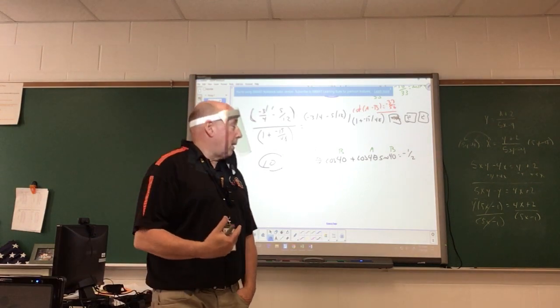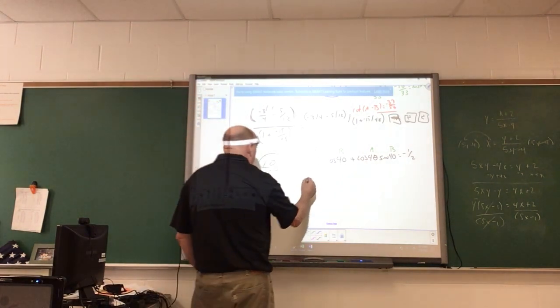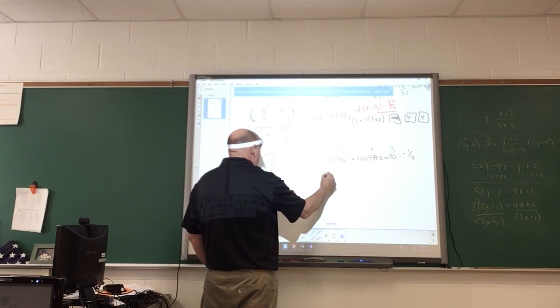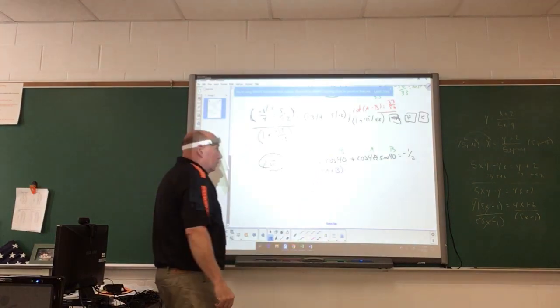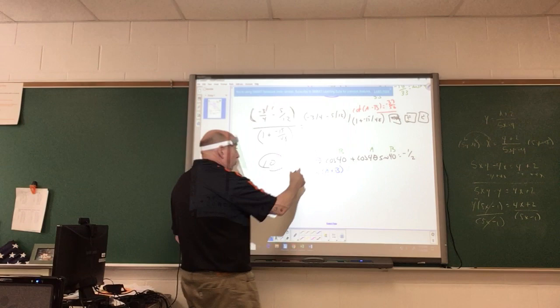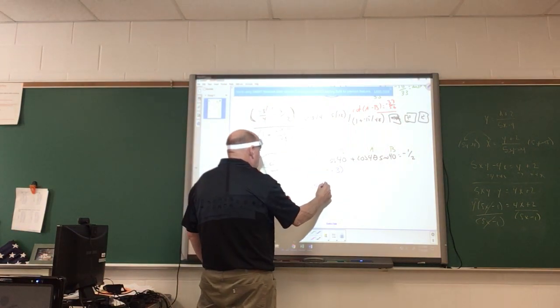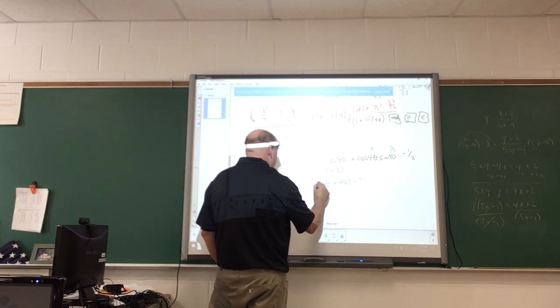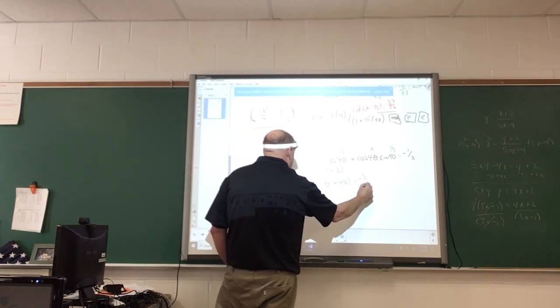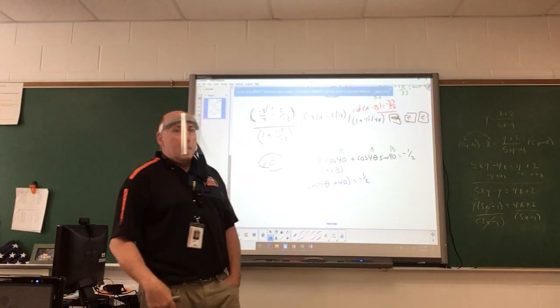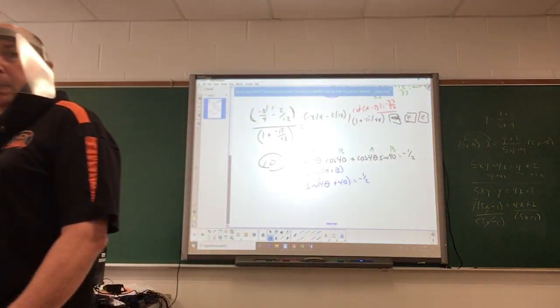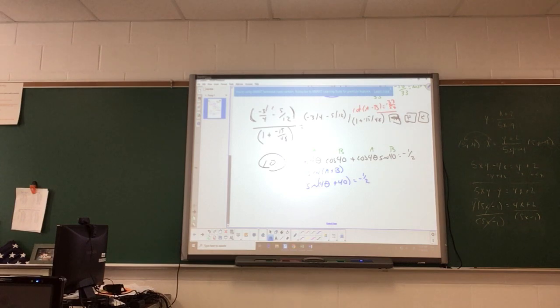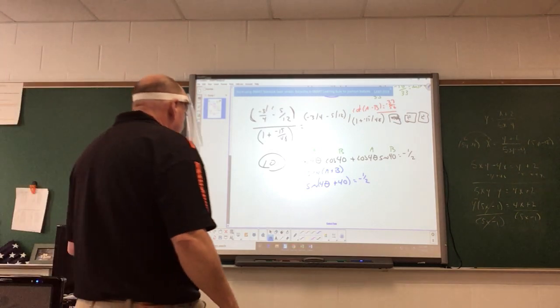Which one does that take it back to, Lexi? Sine of A plus B. So I take a look. My A is 4 theta. My B is 40, is equal to negative 1/2. Now we have a problem to solve. What do we do first? We have to get rid of sine. How do we get rid of sine?